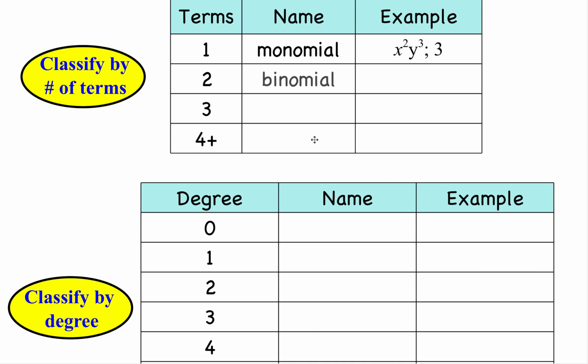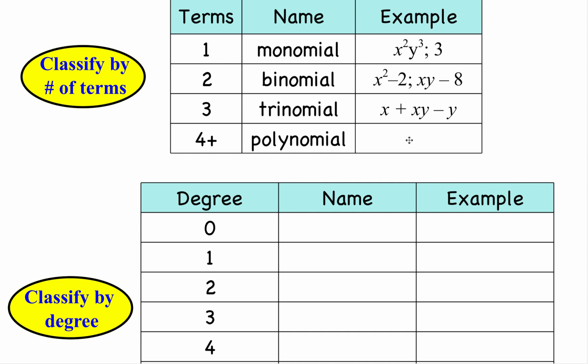It's a single term. A binomial has terms that are added or subtracted, and it contains two terms. Things like x squared minus 2 or xy minus 8. There are two different terms separated by addition or subtraction. A trinomial has 3 terms. Anything that's 4 or more terms is called a polynomial.